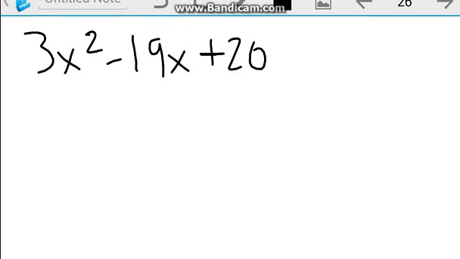Hello everyone. In this video we will be factoring by grouping a quadratic equation. So why do we have to do two types of factoring to this problem? Why can't we just factor it like a regular quadratic?